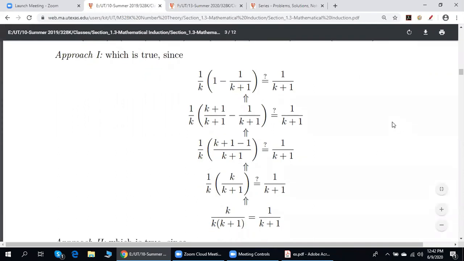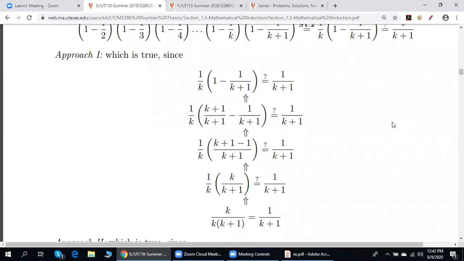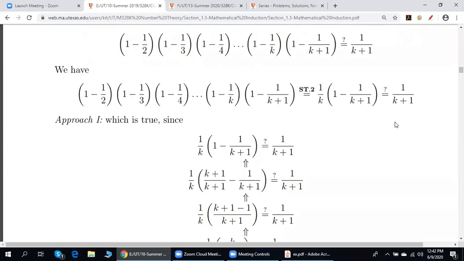Folks, any questions here? I have a question. It's not really about the specific problem, but when would you suggest that the best method for proving something would be induction? Excellent question.